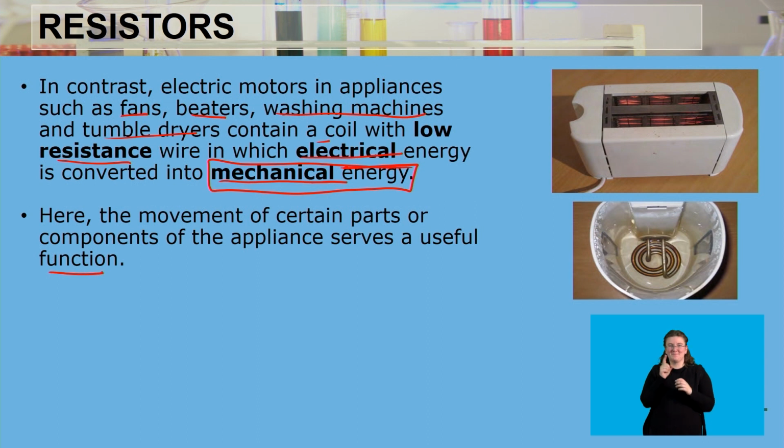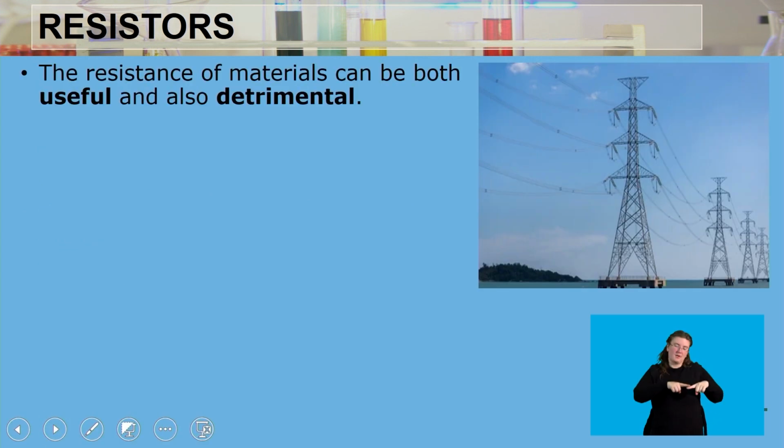Remember, we have said that conductors have different amounts of resistance, and that resistance determines where we use those resistors. That resistance is going to generate heat or light, or in this case, motion or movement. Because of that, we can use different resistors in different functions.